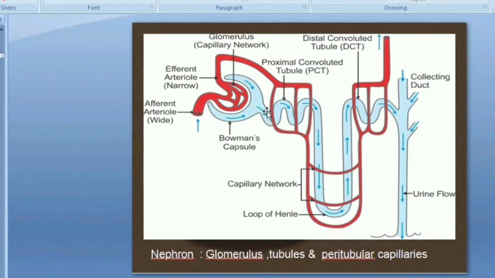The electrolytes and water that are reabsorbed in the proximal tubule and other portions of the tubule ultimately enter the peritubular capillaries. Through the peritubular capillaries, they are returned to the venous system.